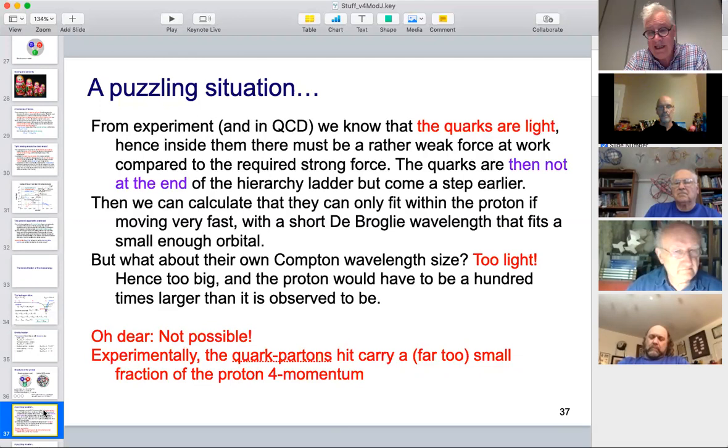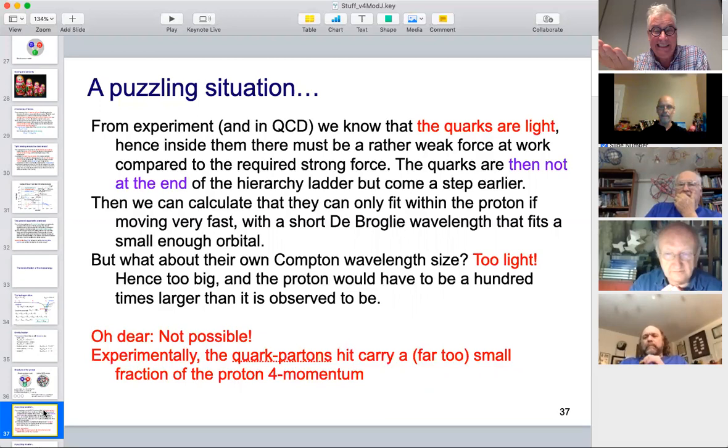But what about their Compton wavelength at that? They're too light. The sizes that go with their Compton wavelength are far bigger than the size of a proton. They're too big, and the proton would have to be 100 times bigger to fit in at that mass. And it's not. So it's wrong. Right? It's not possible. So experimentally, the quark partons, the things you hit in the proton, carry far too small a fraction of the proton's momentum to exist. Now, that fact, simple sums, plus the fact they've never been observed, is also pretty telling.